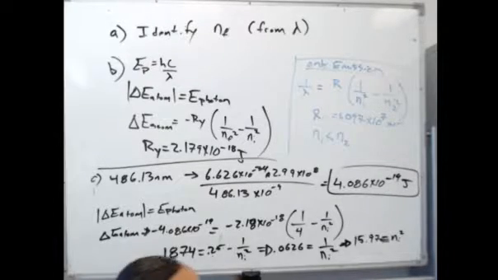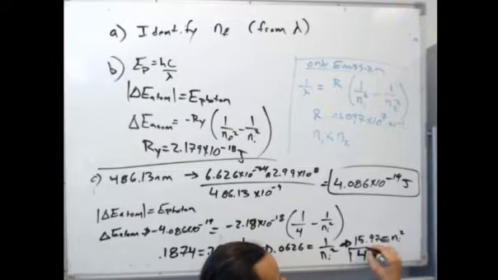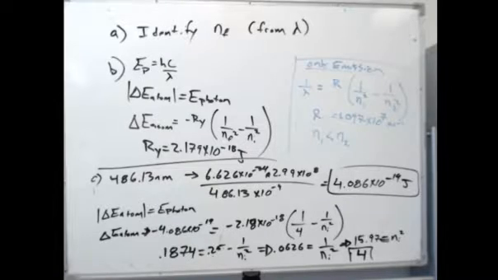4. Right, we know that the n value needs to be a whole number, so that 0.97 is just rounding error. n initial is 4 for part C. So then it goes from 4 to 2. If you have a drop from 4 to 2, you get a wavelength of that.